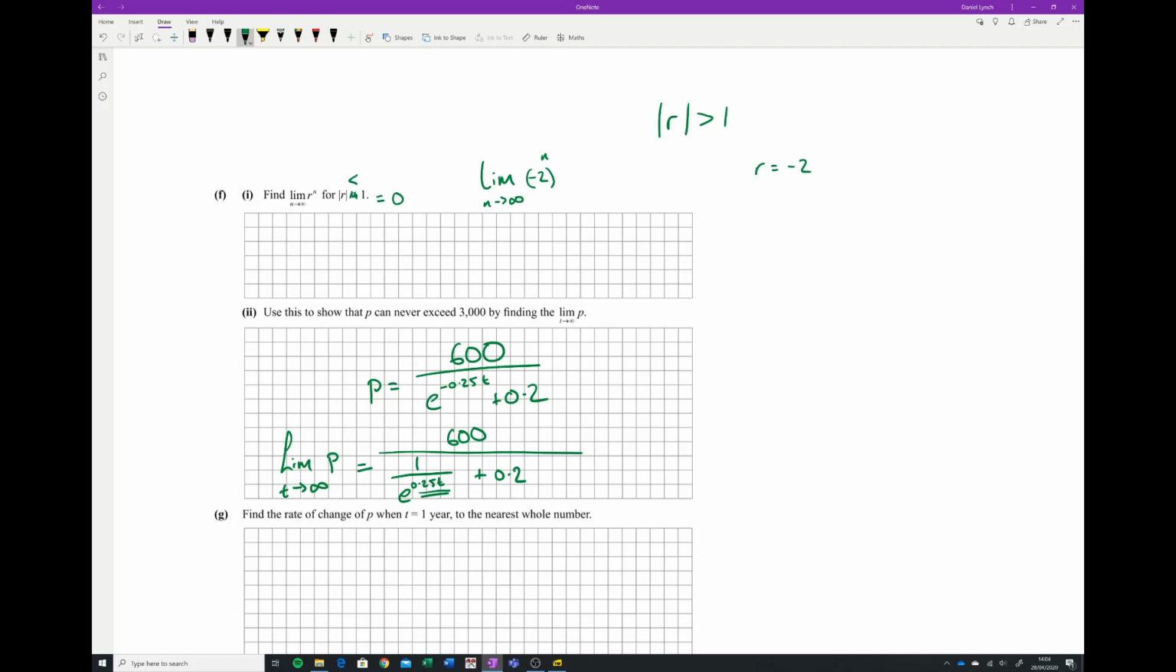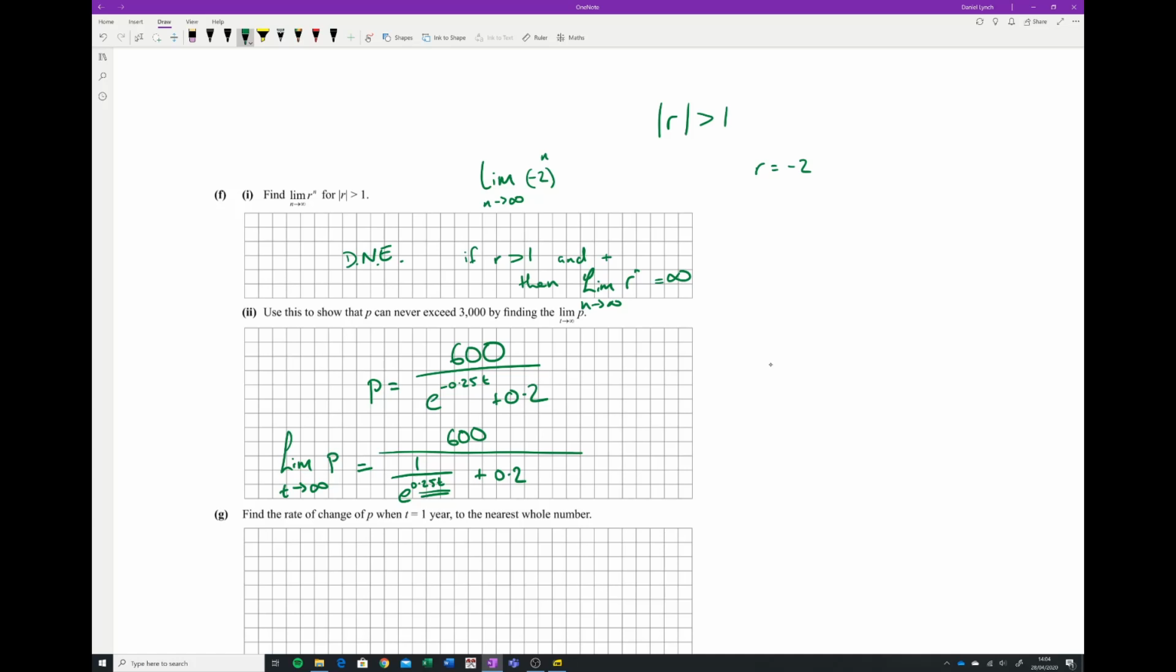Actually, you know what? Maybe they did mean this, and they were just wrong with it. But for me, it does not exist. That doesn't exist because of the technical point. If it came up in the Leaving Cert, just say if r is greater than 1 and positive, then the limit as n goes to infinity is infinity. Okay, you can say that.